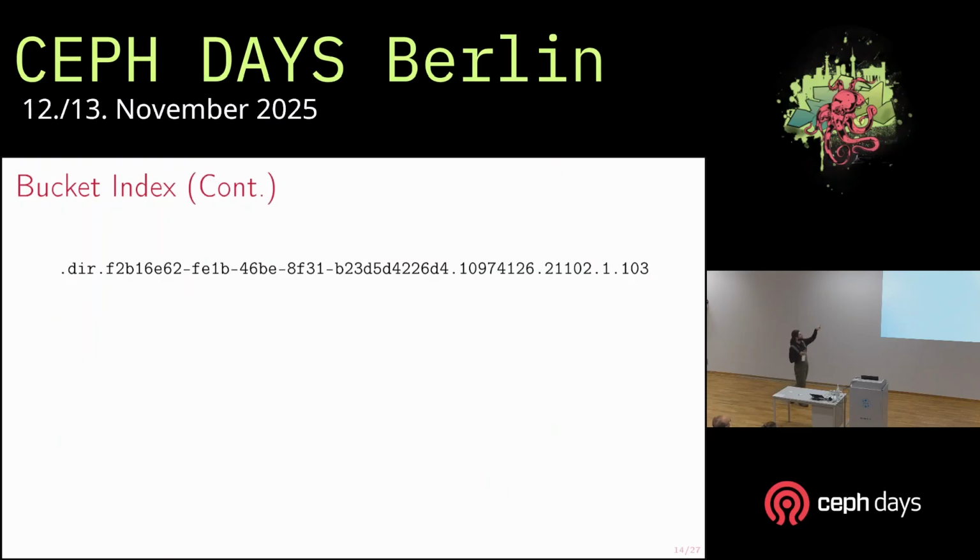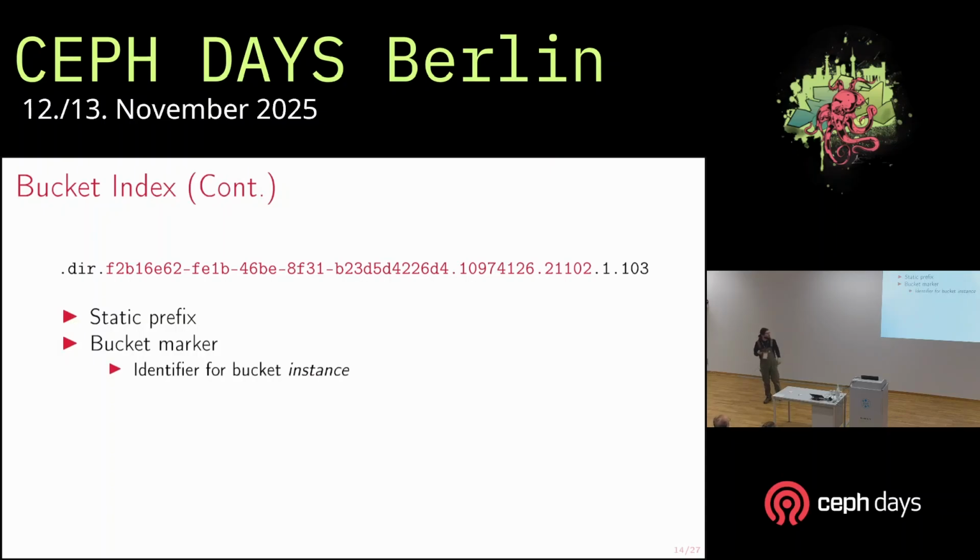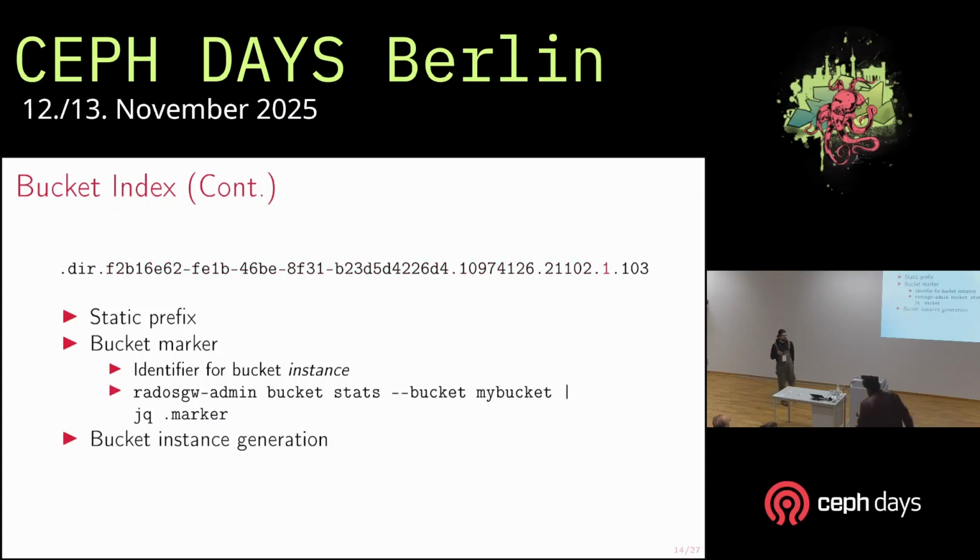Let's break the name apart. The first thing is relatively easy. This is just a static prefix, just chosen arbitrarily. Then we have the bucket marker again, if you remember. In the bucket metadata, we got the bucket marker. The bucket marker is now here. That identifies the bucket instance. So if we want to list the contents of one bucket, we just get the bucket marker, and then we can construct the names of these objects up there. And that's actually the RADOS Gateway admin command to get the bucket marker of your own if you want to try. Then there's the bucket instance generation.